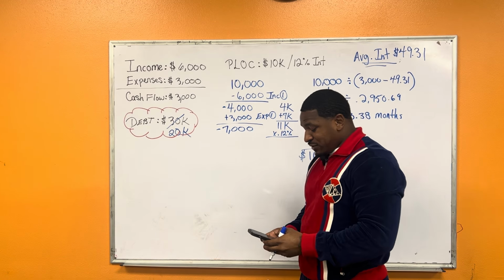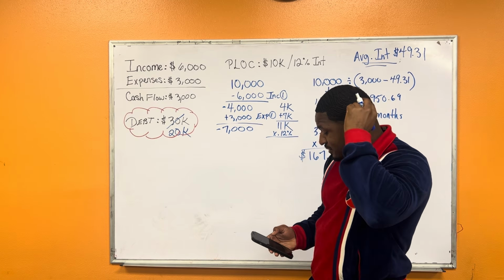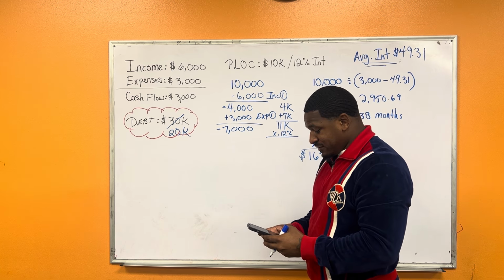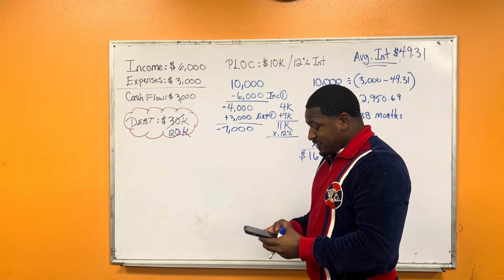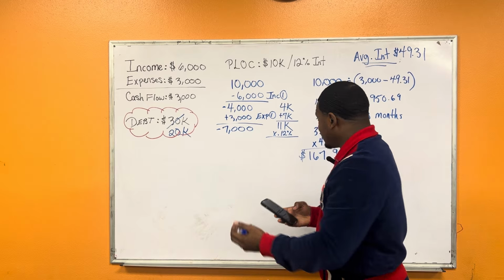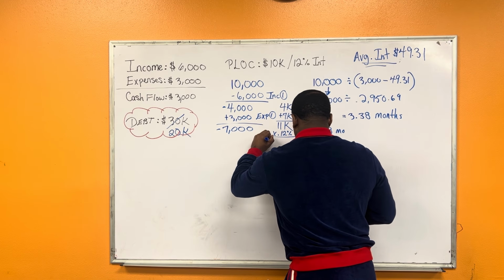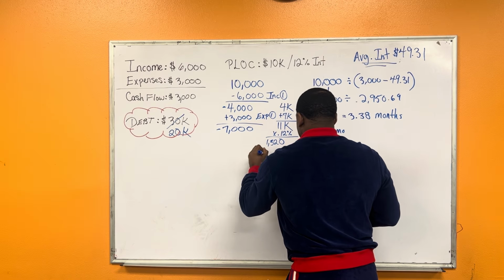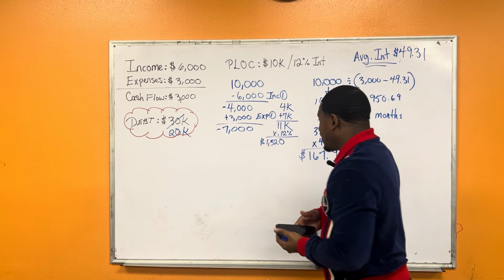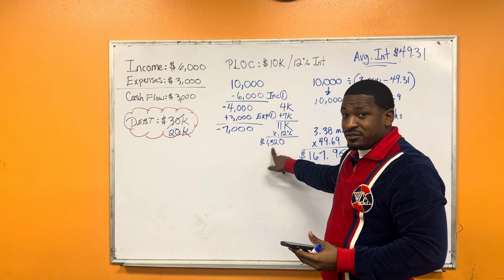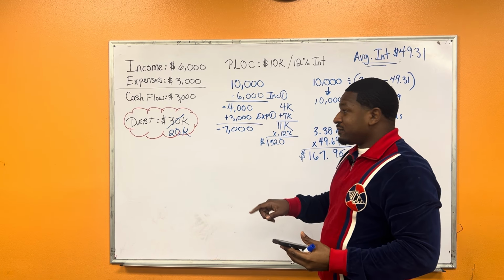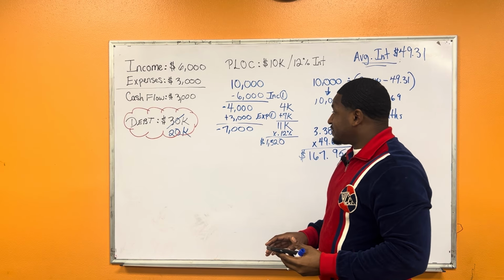So let's do that. So we're at 11,000, and we're going to times it by 12%, which gives us $1,320. Now, remember, that's for the year. This $1,320, this is for the year. We're not done yet.